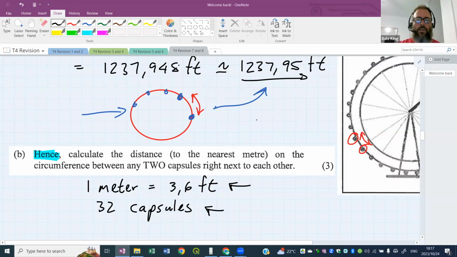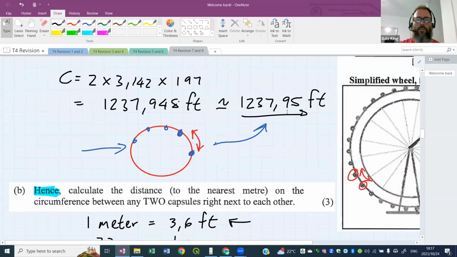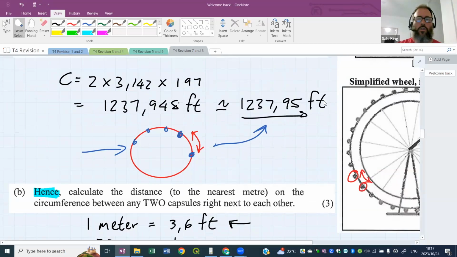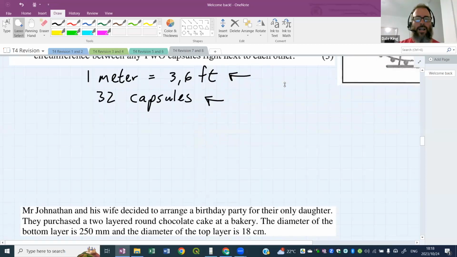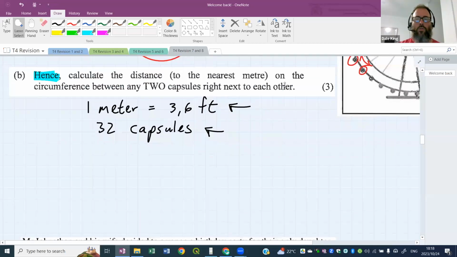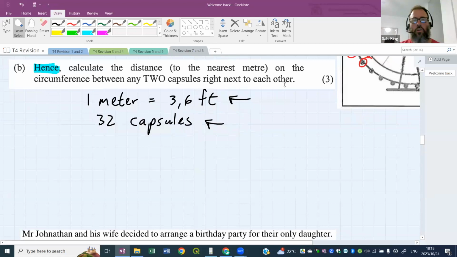Okay, so let's have a look. Let's see how we do this. We're going to take this circumference here, and we're going to use it. Now, what you can do is cut this up into the 32 pieces first, or you can convert it into meters and then cut it up. So what I'm going to do is cut it up first.